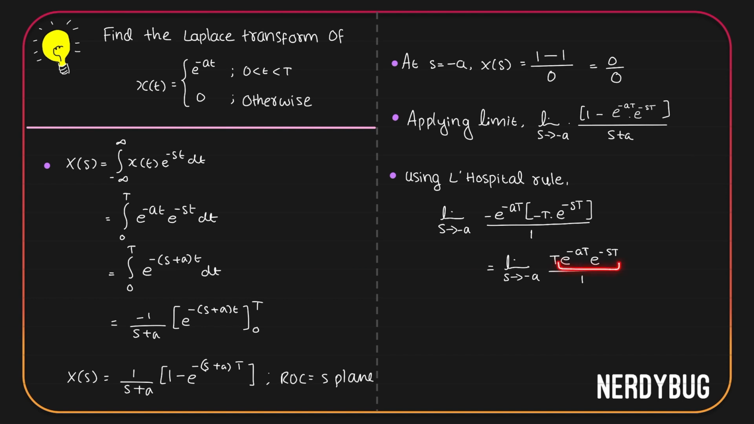Let us now combine these two. It will become e raised to minus (s plus a) into t. Let us now apply the limit. s is minus a, so this becomes e raised to 0, which is 1. So our value is t. The conclusion is when s is equal to minus a, the value of X(s) is t, which is finite. Surely the ROC of X(s) is the entire s-plane, including s equals minus a.